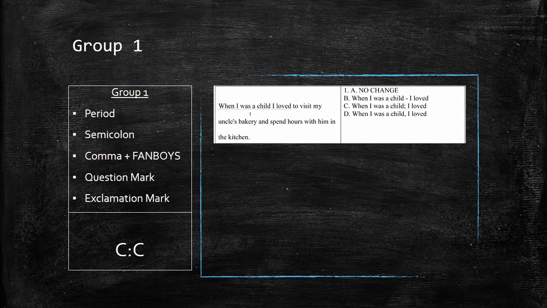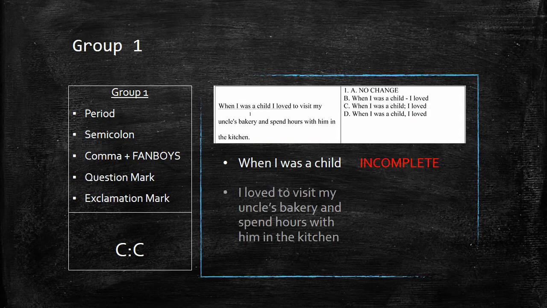And you're going to read, when I was a child. Well, now, is that a complete idea or an incomplete idea? That is incomplete, right? And then you'll read everything after the semicolon in that sentence: I love to visit my uncle's bakery and spend hours with him in the kitchen. Now, that's a little bit different. That is a complete idea. That part of the sentence there could be a sentence all by itself.